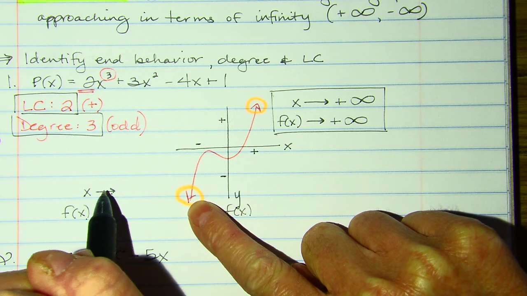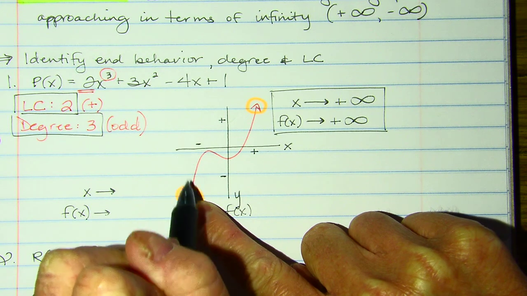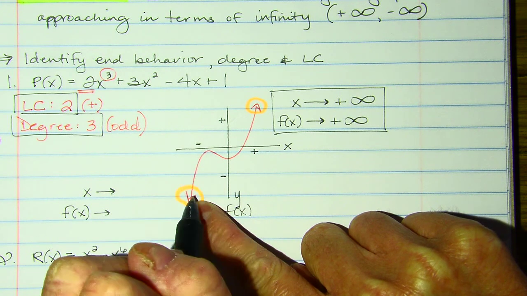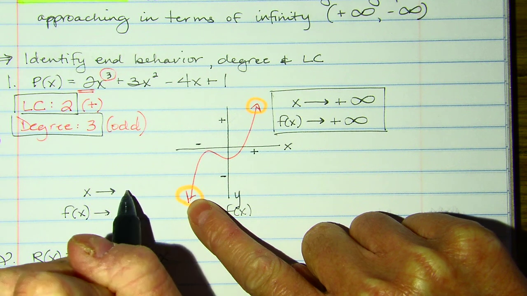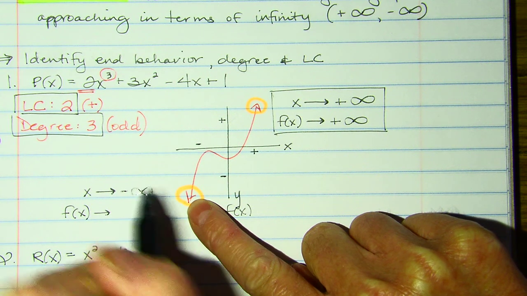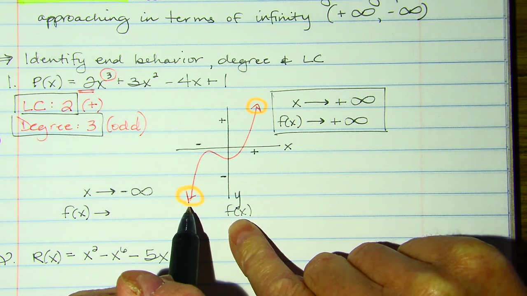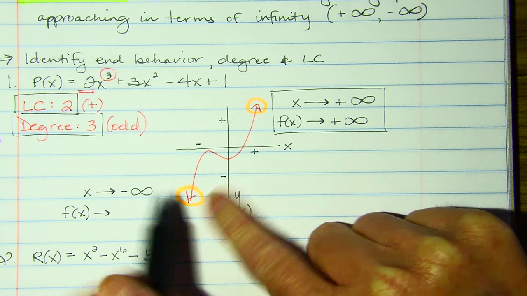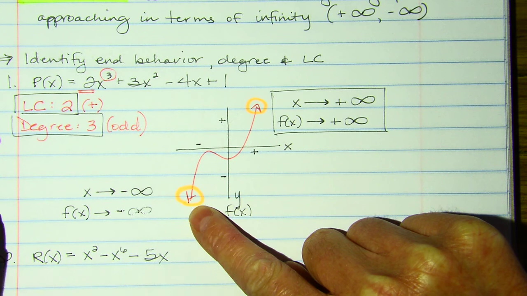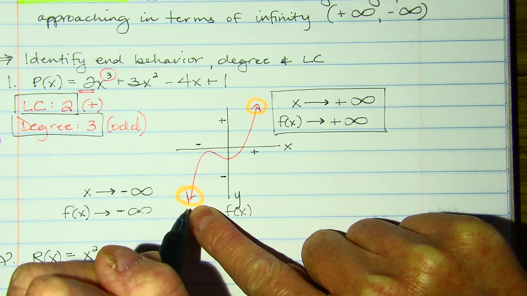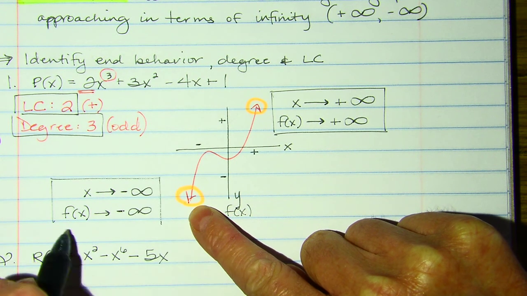So x is approaching... Now look where my arrow is. Look right above it. Look at the location. I'm on the negative side of the x-axis, and it's going to continue to point to the negative side. So this is negative infinity. I'm located at the bottom of my y-axis, which is also negative numbers, so f of x is also approaching negative infinity, meaning it's going to continue to approach negative numbers forever.